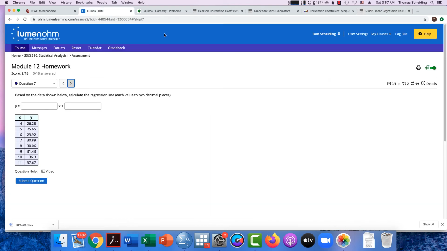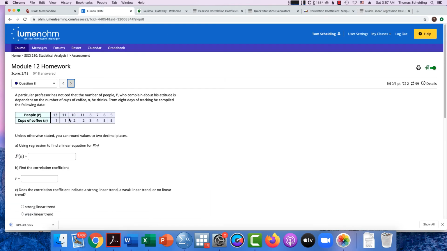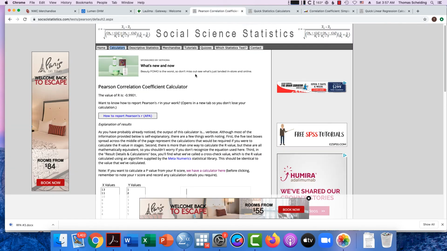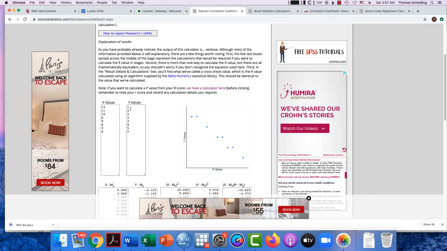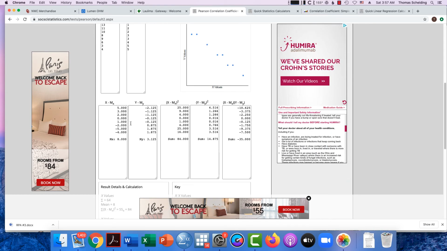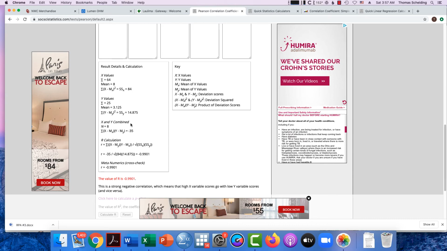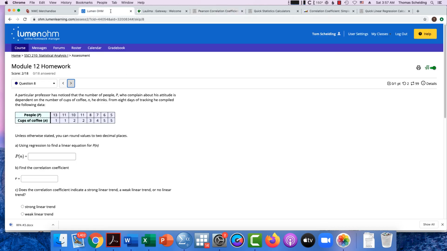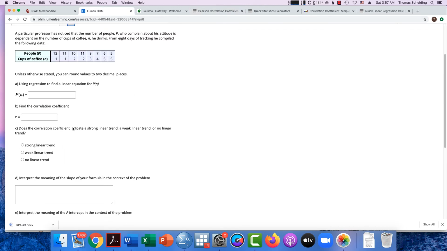Same thing for the next one. I have data points here. Here I put them into socialsciencestatistics.com. I put them into my Pearson correlation coefficient calculator. Typed in the x values, typed in the y values, and I got my data here. And you should be able to answer the rest of this with that data.